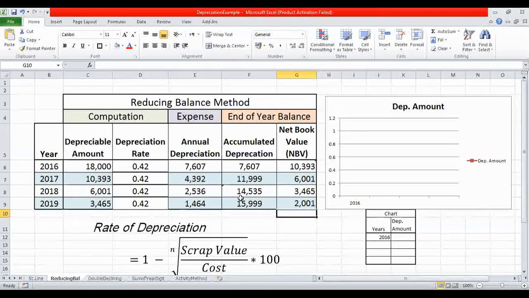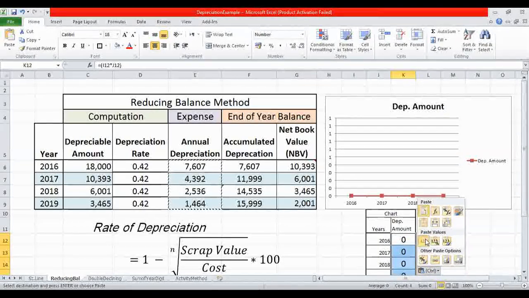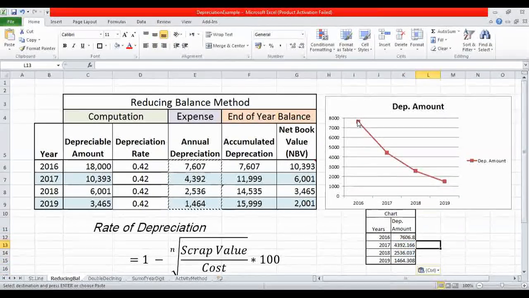Why do we call it the reducing balance method? Let's try to understand it. Let's put different years over here, and let's put the annual depreciation expense over here. If we see, you can see the graph over here. The graph is decreasing from 2016, 17, 18, and 19. In the first year, we are using 7,000 as annual depreciation, which means in our first year, we are reporting huge expenses.